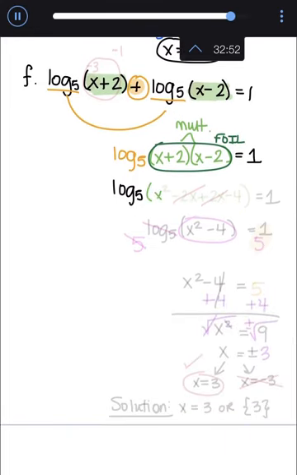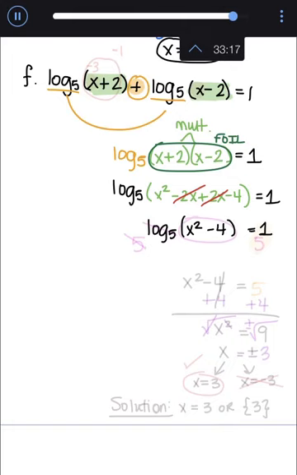We get an x squared, minus 2x, plus 2x, minus 4. And again, this whole thing equals 1. Well, the plus 2x and the minus 2x will cancel out, which means actually what we have is log base 5 of x squared minus 4.